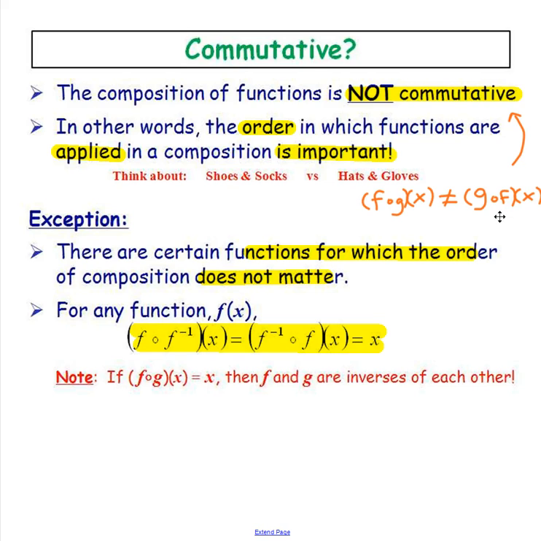The other thing that we learned was that there is an exception, and that is if you take the inverse of something and put it into itself, or you take itself and put it into the inverse, you always get x, no matter what. We just saw that in the previous slide.